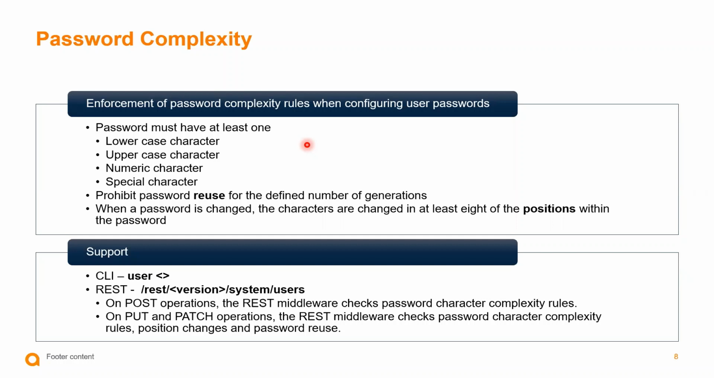Apart from that, when a password is changed, the characters are changed in at least 8 of the positions within the password. So we do support this password complexity for the CLI user using the user CLI. For the REST, it is for the user's entity. On post operations, the REST middleware checks the password character complexity rules. On put and patch operations, the REST middleware checks the password character complexity rules, position changes, and password reuse.